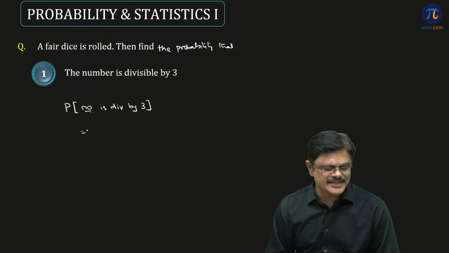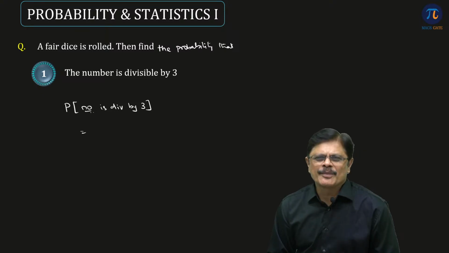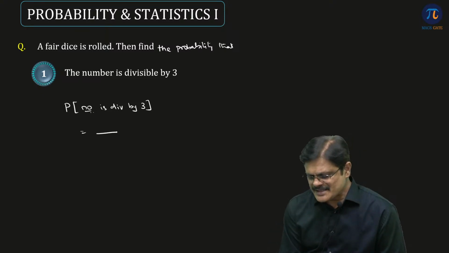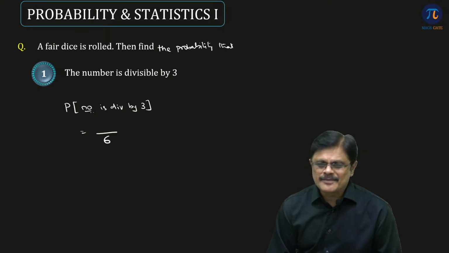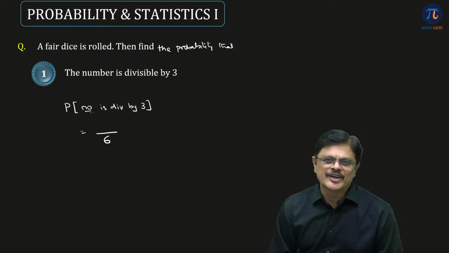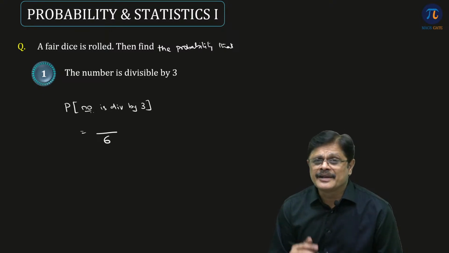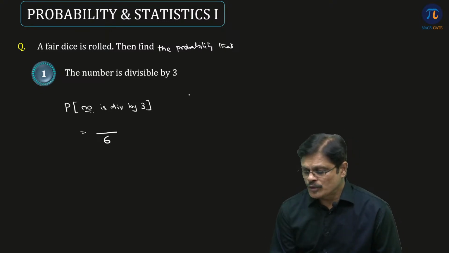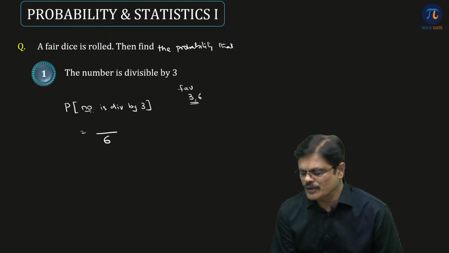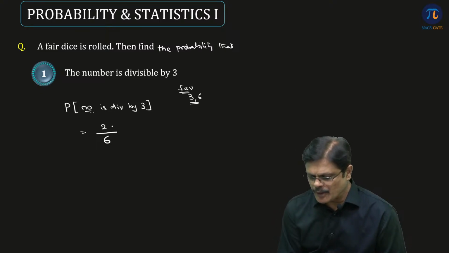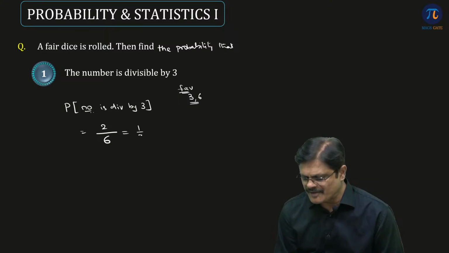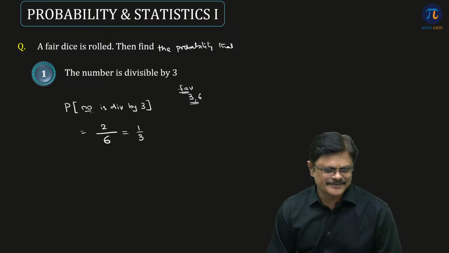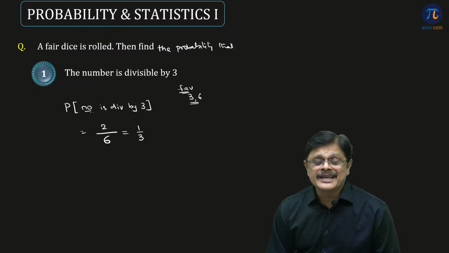So what is the answer for this, my dear friends? Very normal question. When a dice is rolled, there are 6 possible outcomes. Out of that, how many are favorable for this divisible by 3? The outcome 3 and outcome 6 are favorable. These are the favorable outcomes. So 2 favorable out of 6. So what is the probability, my dear friends? It is 1 by 3.